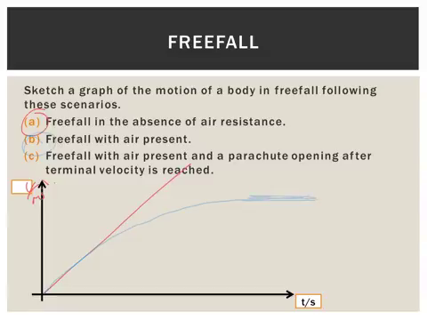And then free fall with air present and a parachute opening after terminal velocity is reached. So effectively you accelerate up and we reach terminal velocity. We're saying this person must be really wide for some reason. And then they open the parachute, they have a sudden deceleration because they're slowing down, and then they reach a new terminal velocity.